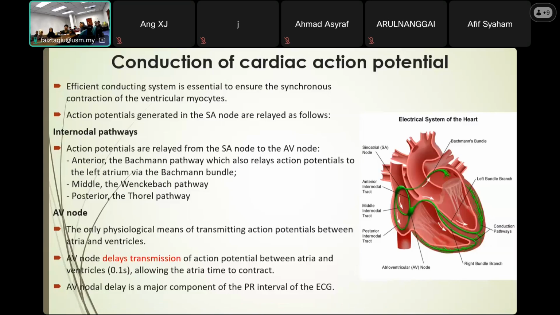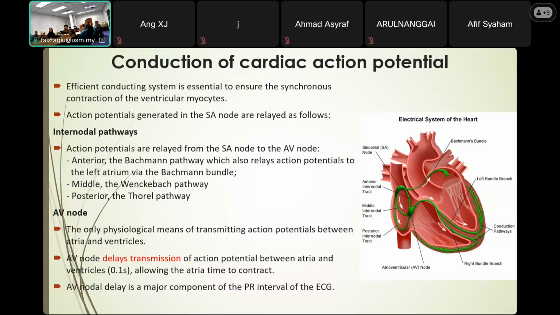So we go into the conduction of the action potential. From the SA node, we go into the internodal pathways. From SA to AV, for the anterior part, we have the Bachmann pathway, which relays the action potential to the left atrium via the Bachmann bundle. In the middle part, we have the Wenckebach pathway, and posteriorly, we have the Thorel pathway.